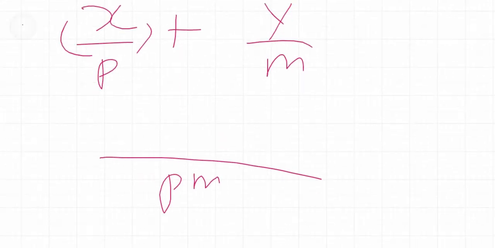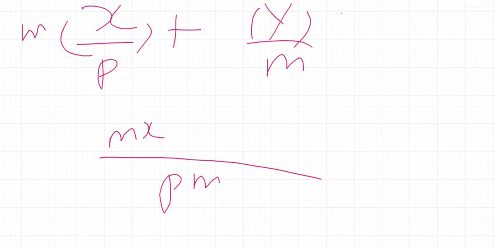M. So M times x gives us Mx. And then M into PM gives us P. So P times y gives us Py. So that will be our final answer.